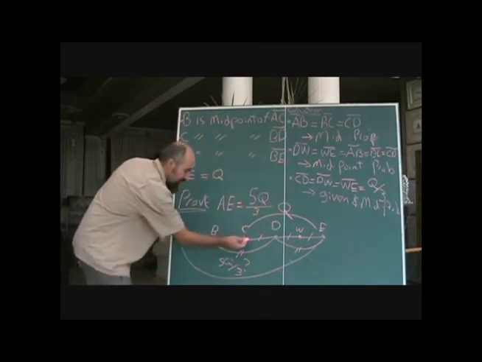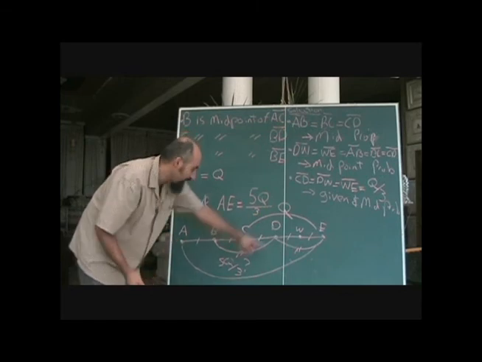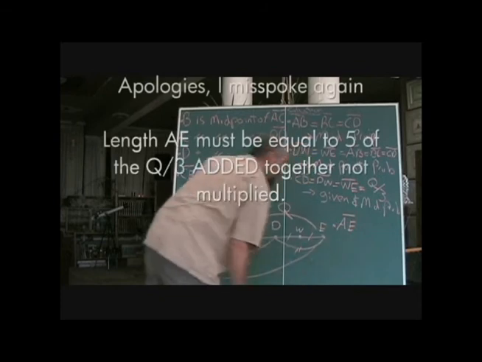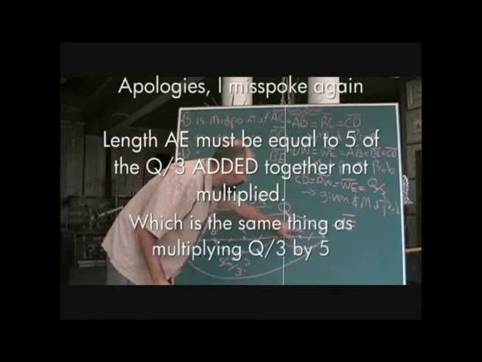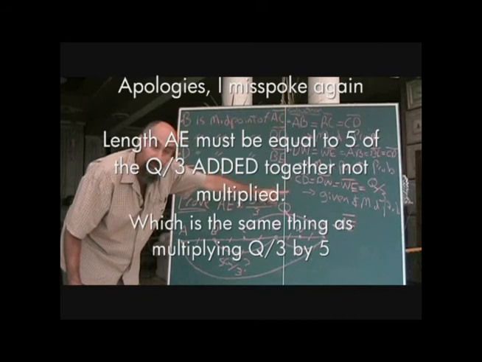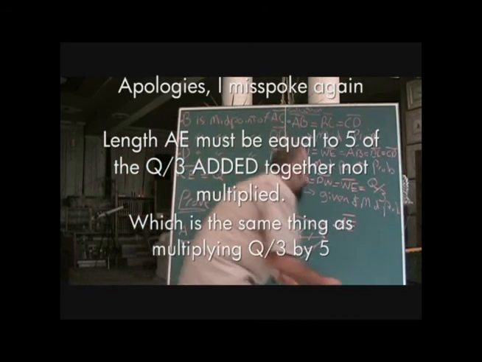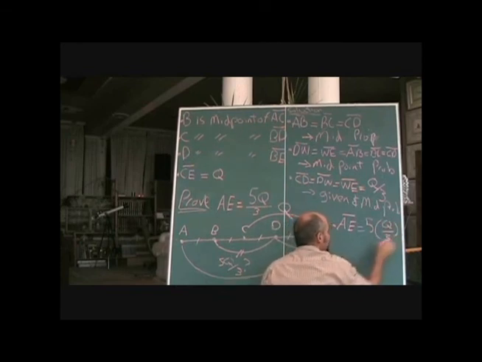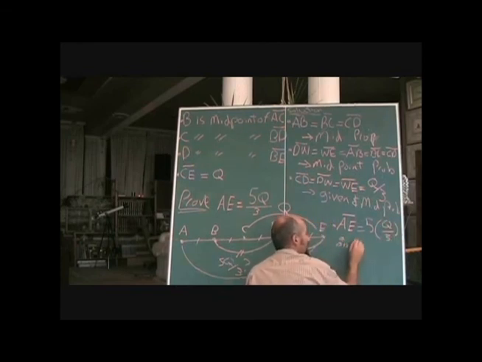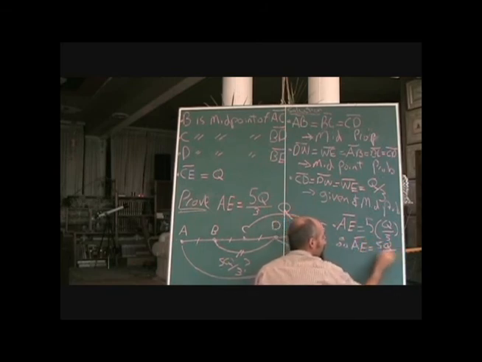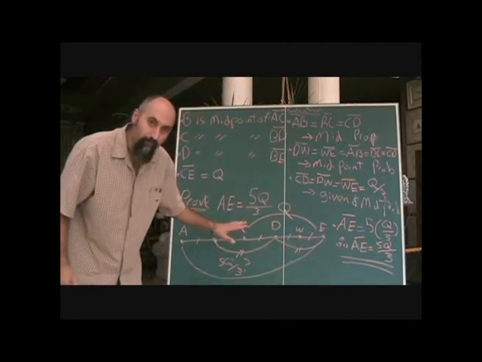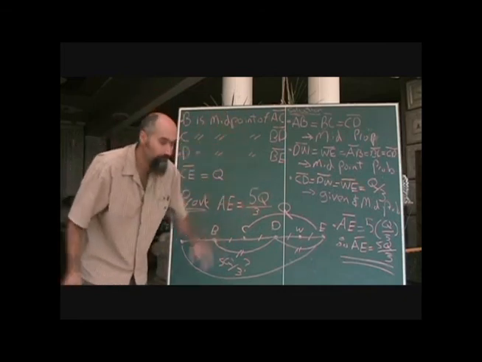And since each one of these is the same, then the length AE must be equal to 1, 2, 3, 4, 5 of these things, Q over 3 multiplied together. So AE is equal to 5 times Q over 3. Therefore, AE is equal to 5Q over 3. And that's your proof. That's the simplest proof you can go through.